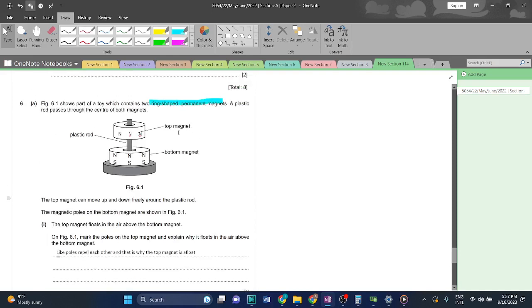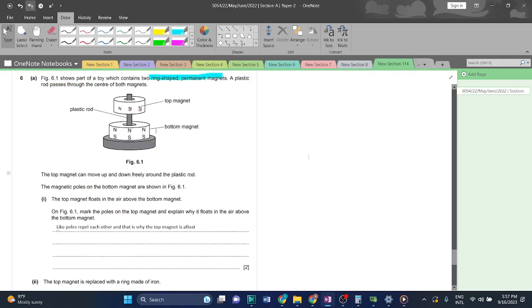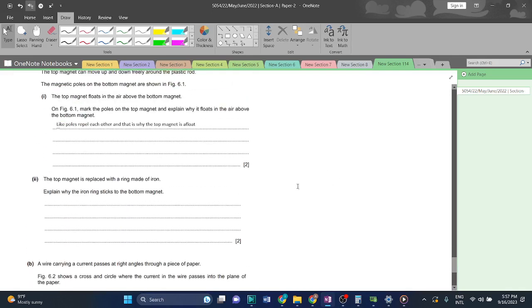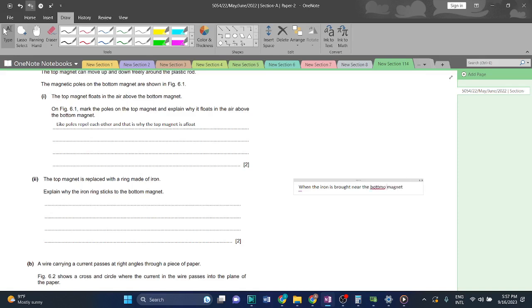And the bottom poles of the iron will be south, and जो bottom magnet के upper poles हैं, those are north. So they will be attracting each other. ठीक है ना? So we can write, when the iron is brought near the bottom magnet लिख लेते हैं, the iron temporarily becomes a magnet due to induction. ठीक है ना? It temporarily becomes a magnet due to induction.